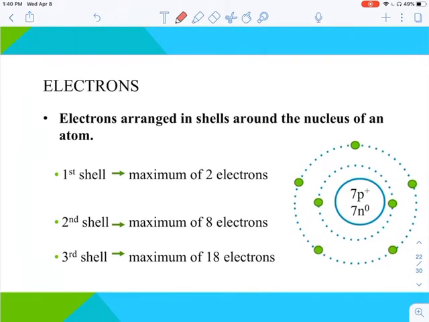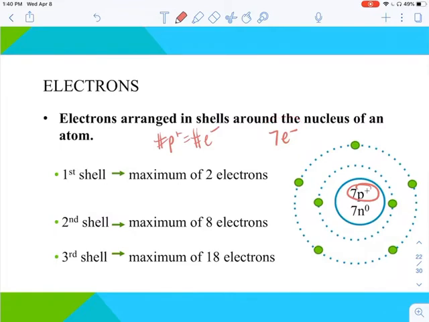A little more in depth about electrons. They are arranged in shells around the nucleus of an atom, just like you see here. The first shell right here, closest to the nucleus, can only have 2 electrons. So I start by putting those 2 electrons there. In this atom, I'm going to have 7 electrons because it is neutral. So the number of protons equals the number of electrons. And since I see I have 7 protons, I will then have my 7 electrons.